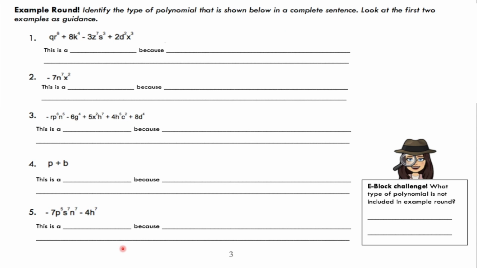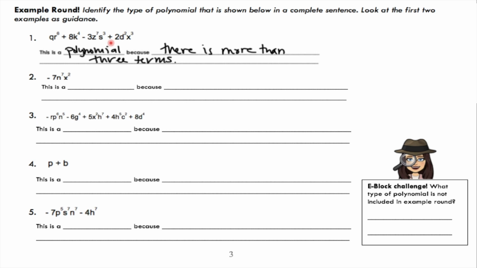So thinking about these, we want to identify polynomials just by looking at them. And so I did the first 2 as examples. So we're looking at this first expression. I can see I have 1, 2, 3, 4 terms. So because I have 4 terms separated by addition or subtraction signs, this is going to be a polynomial because there are more than 3 terms.